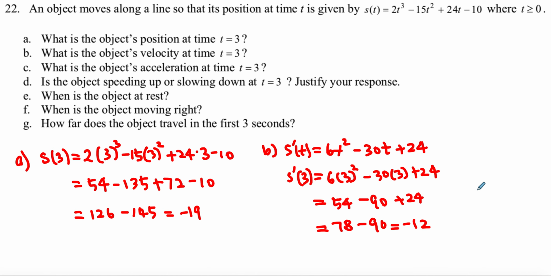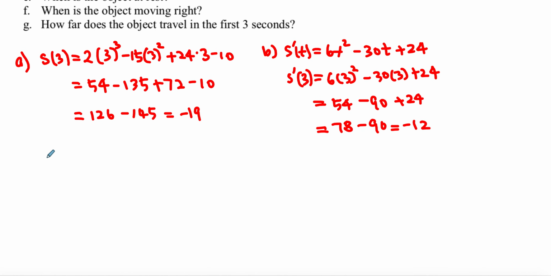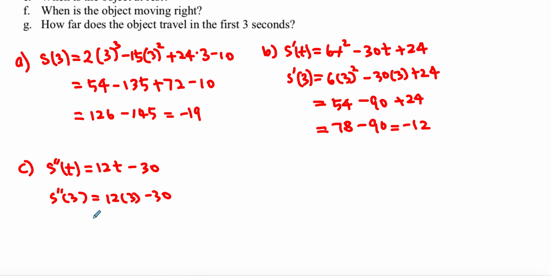Then I want us to get the acceleration, then I have to take the derivative one more time. So I'm going to go for c over here. Then s double prime is the acceleration, so we get 12t minus 30. So the second derivative when t is equal to 3, I'll be getting 12 times 3 minus 30. So we get 36 minus 30, which becomes 6 as our acceleration.